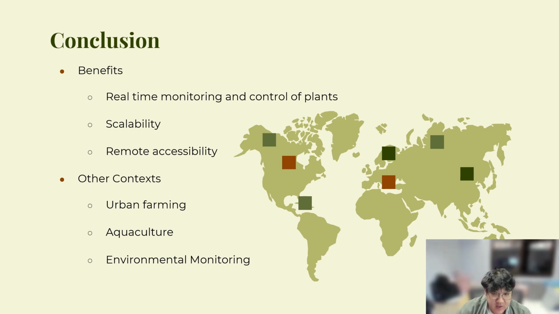Lastly, we have environmental monitoring. By expanding our sensor array to include air quality or soil moisture sensors, it could allow for broader environmental monitoring, aiding in data collection for climate research.